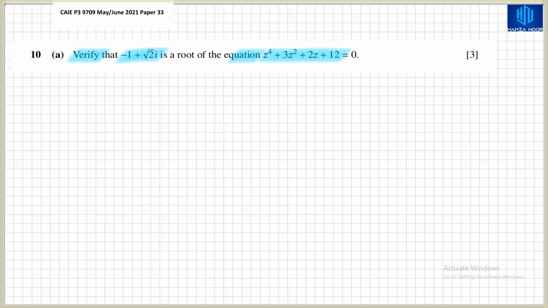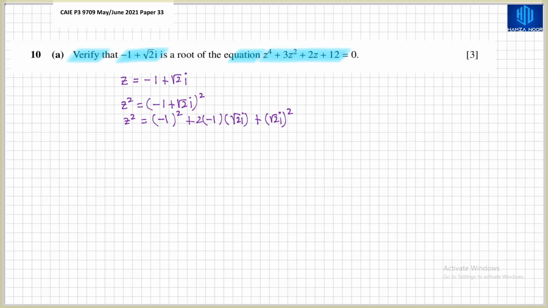All right. So as we know that z is equal to -1 plus root 2i. So obviously we need z to the power 4 as well and z squared as well. So I'm going to do some working for finding z squared and z to the power 4. So z squared will be equal to -1 plus root 2i whole squared. So this means z squared will be equal to a squared plus 2ab plus b squared, and in place of a I'm going to write -1, and in place of b I'm going to write root 2i.